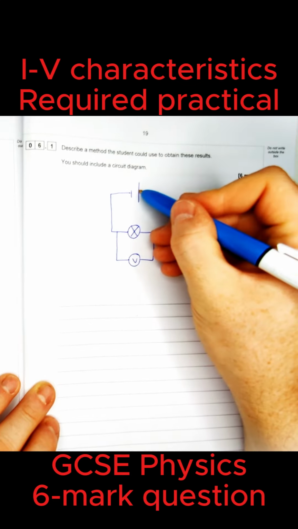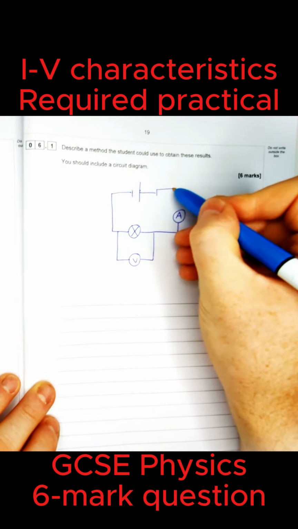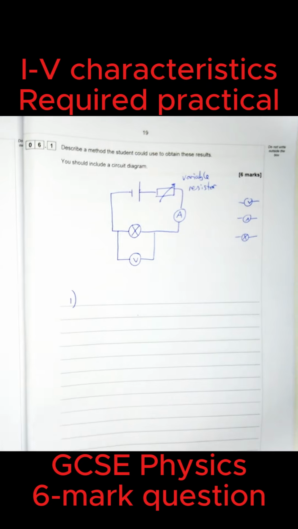And the last thing is the bit that people will often forget, and I'll comment on why we use this later. This component here is a variable resistor. Okay, you need to have one of those in the circuit to be able to change the current to different levels. Let's move on to the method and let's figure out how we can get full marks on this question.